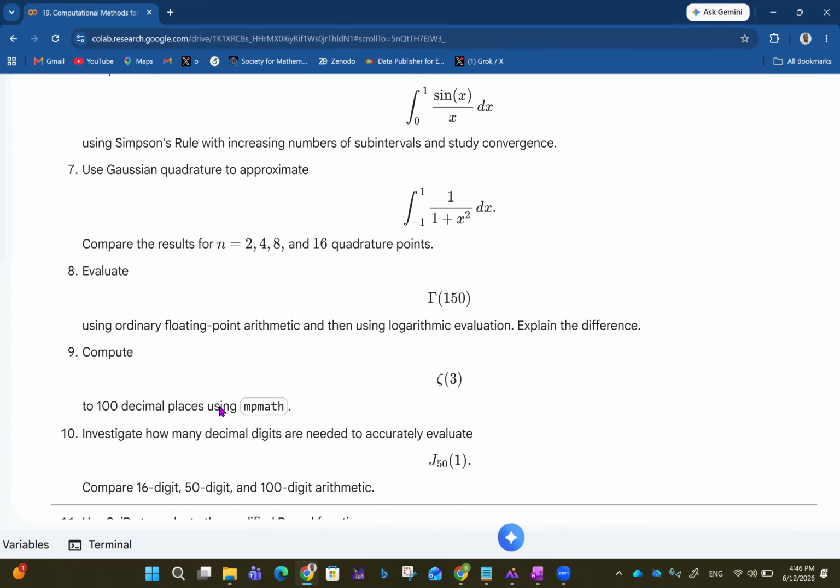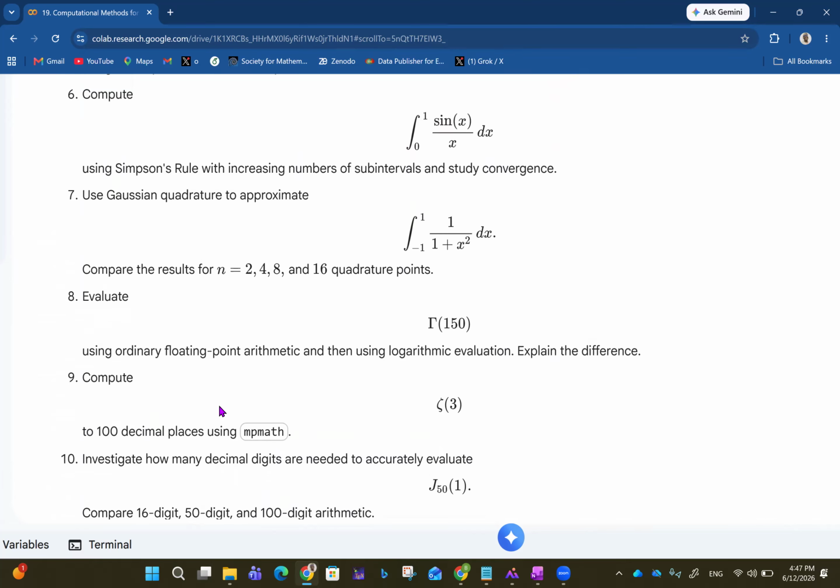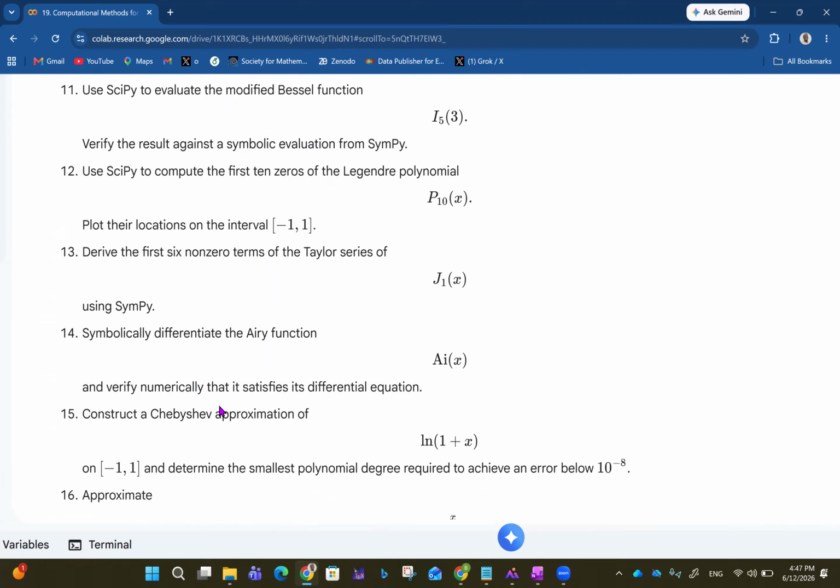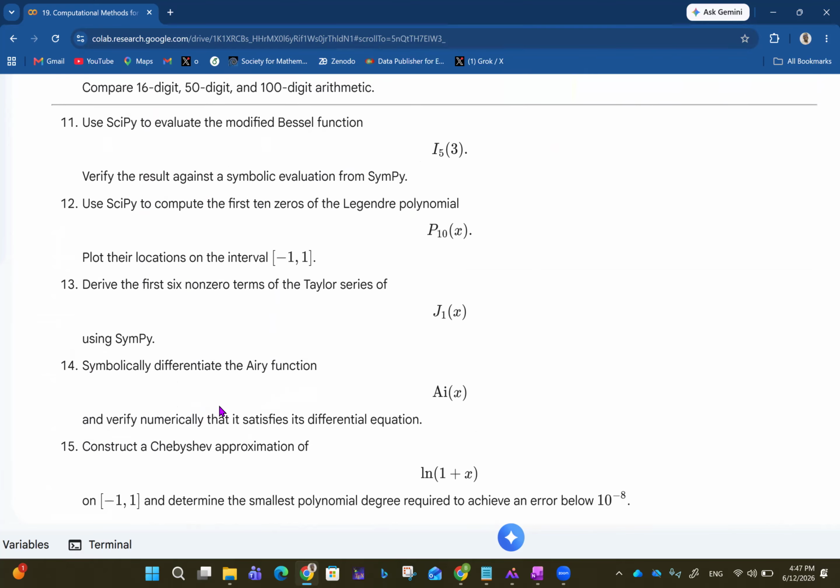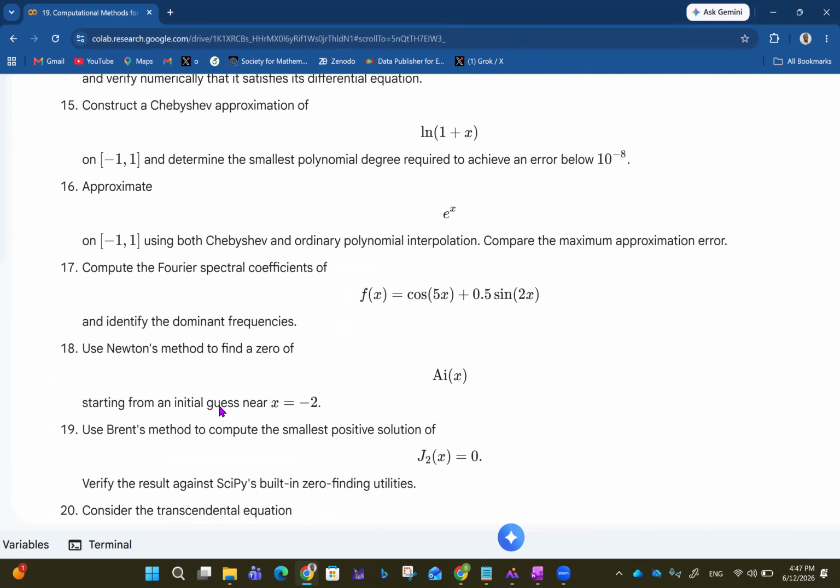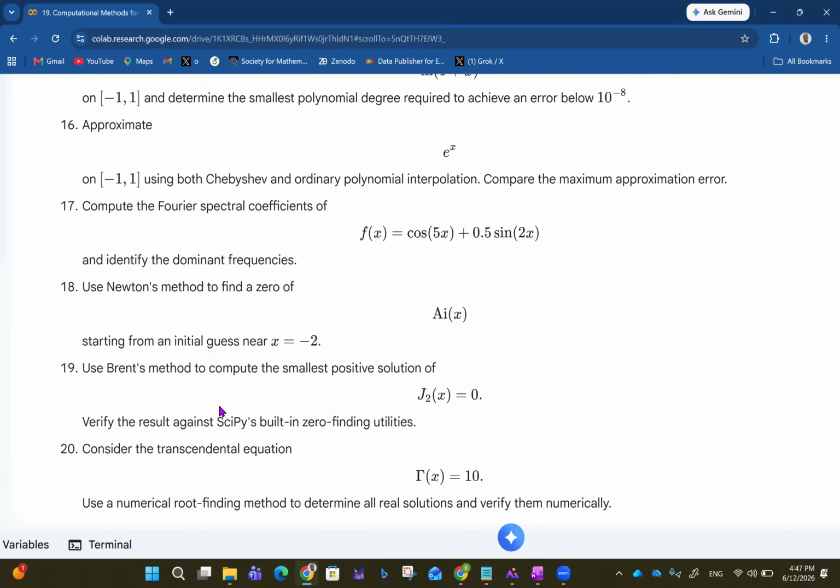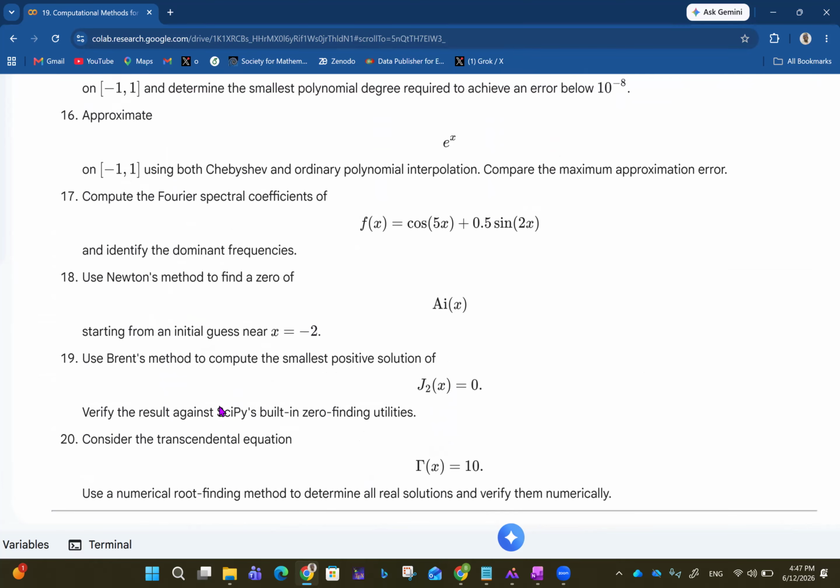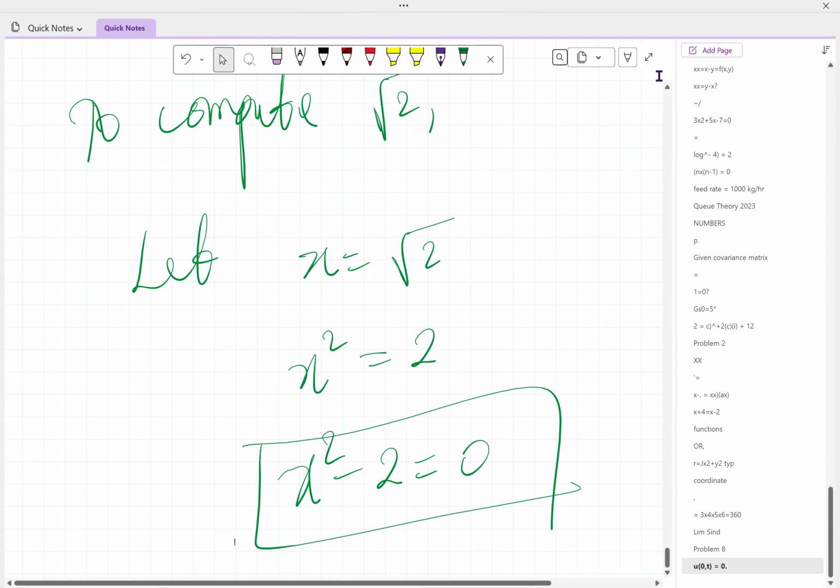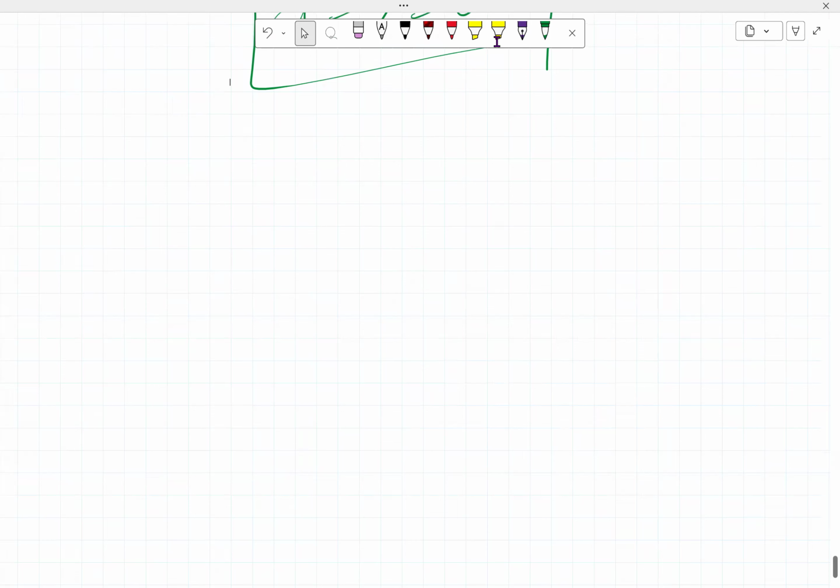You have 6 to 10, then 11 to 15, and finally 16 to 20. So I'll be solving question 20 also. Consider the transcendental equation gamma of x equals 10. Use a numerical root finding method to determine all real solutions and verify them numerically. So let's go for that, shall we? Problem 4 for starters. Okay, so now problem 4.